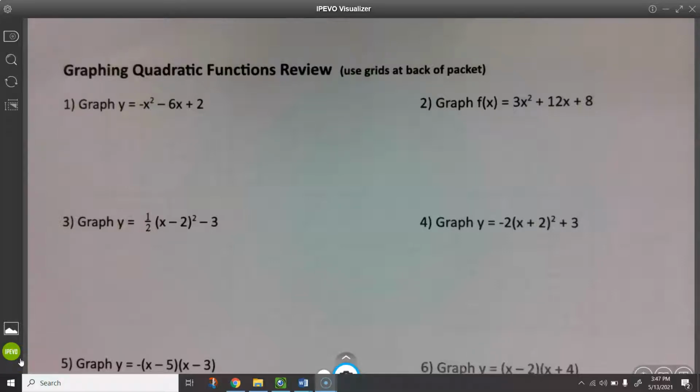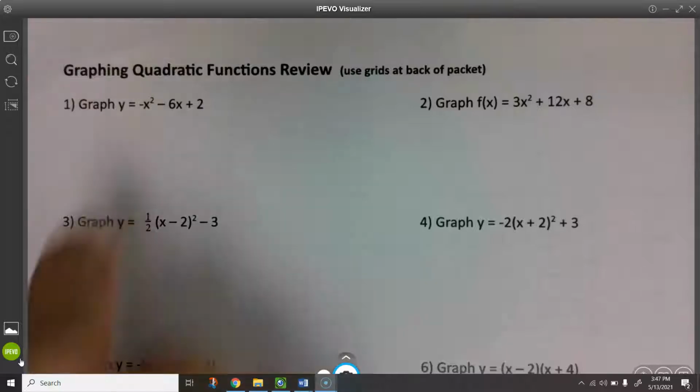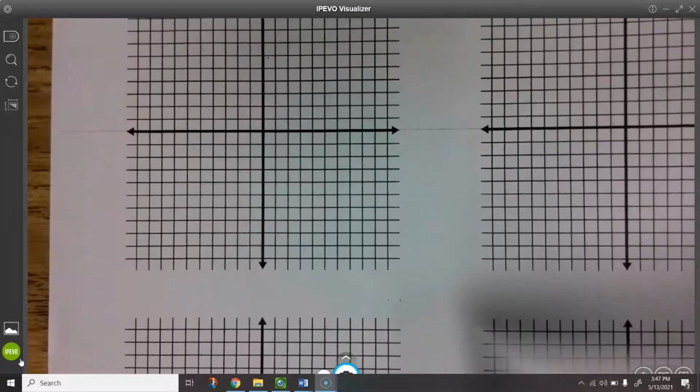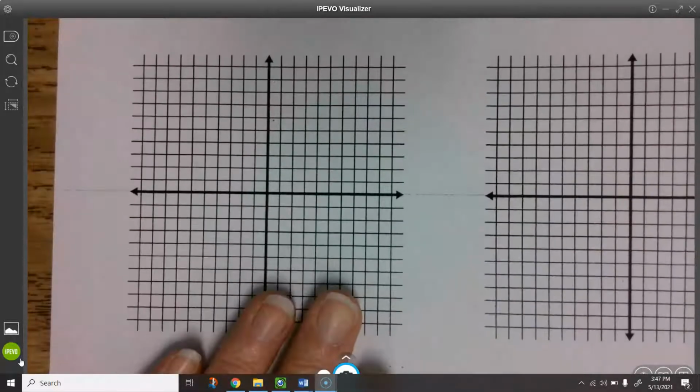So this page is not in your packet. I realized afterwards I'd forgotten it. But you don't really need to write everything down. What we're going to do is take these first 6 right here and graph them. And if you take the last page of your packet, you have grids.